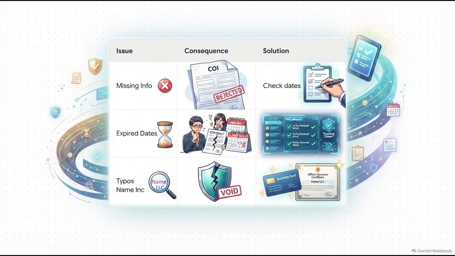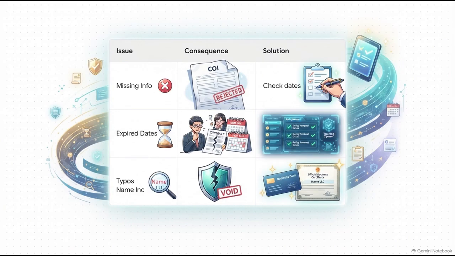Second, expired coverage dates. If your policy expires midway through a 6-month project, that is an immediate contract breach. You absolutely must renew proactively, and our sources highly recommend setting up a digital tracking system to catch expirations before they even happen. Third, typographical errors.